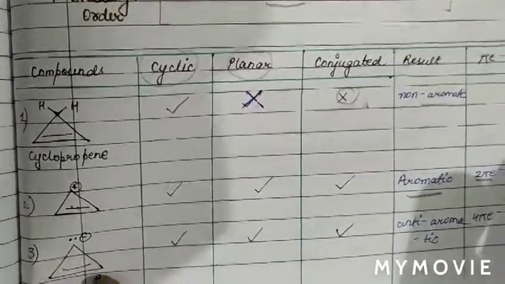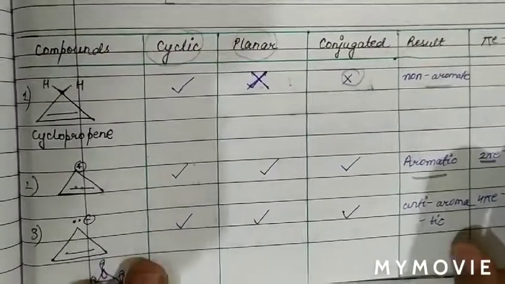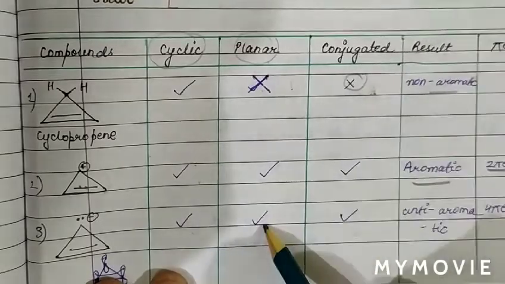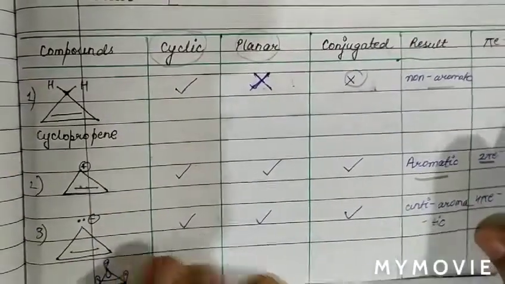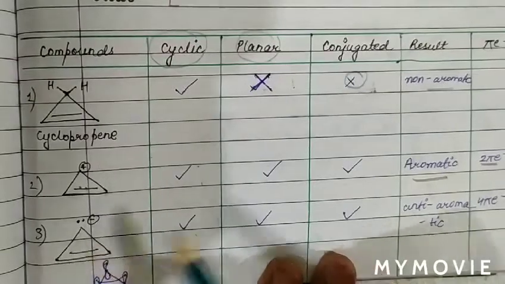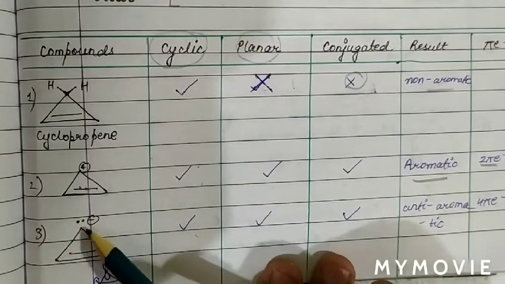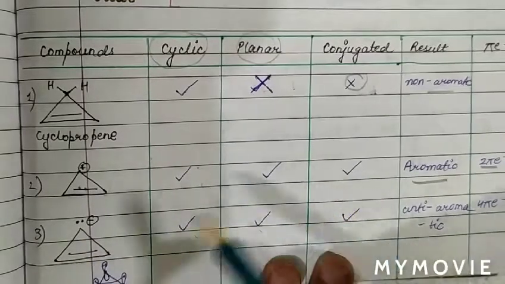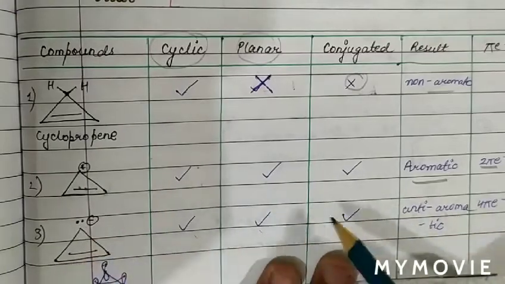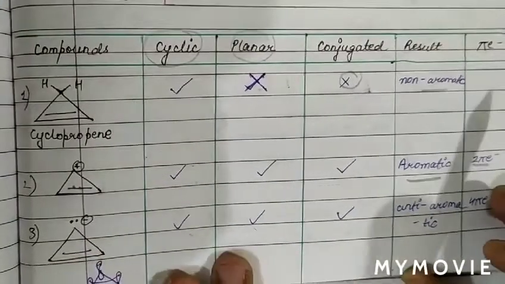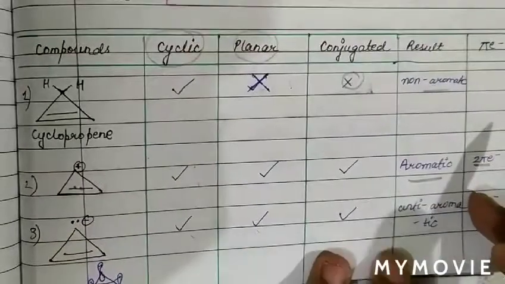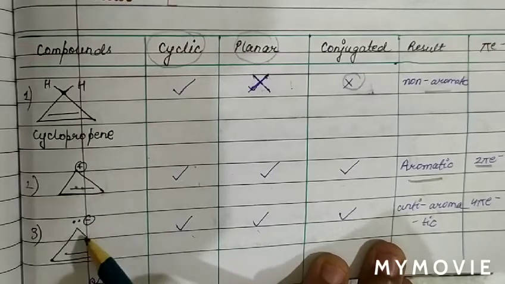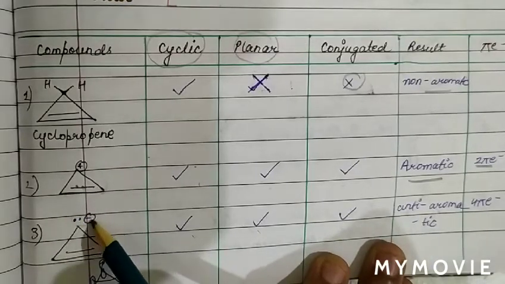Now see the next. The next system is this compound. This compound is cyclic and planar: cyclic because all atoms are in a cycle, and planar because the hybridization of each atom is sp2. It is also a conjugated system, lone pair single-double. In this system, this electron pair is in resonance with the ring, so this electron pair is also a part of the ring.